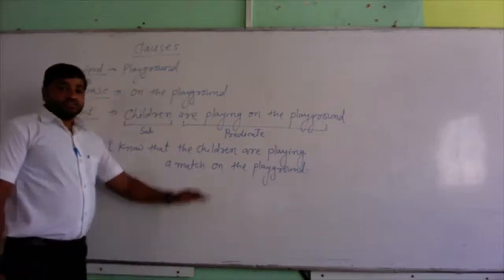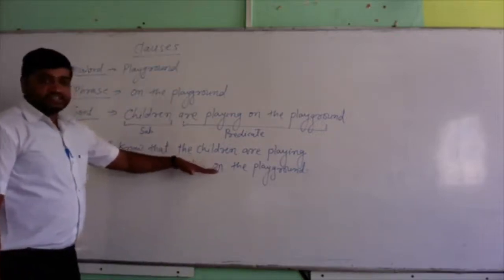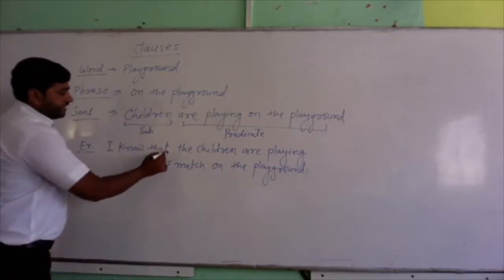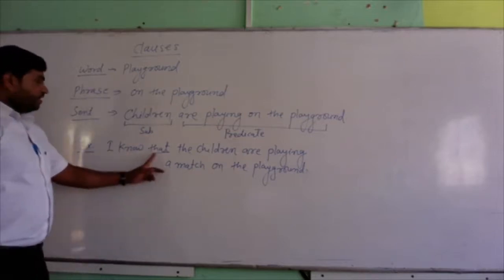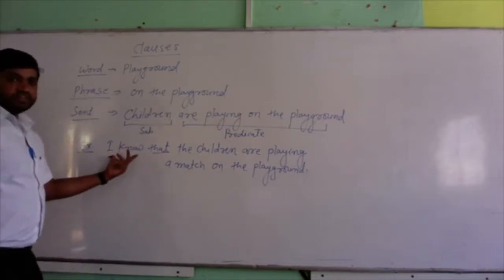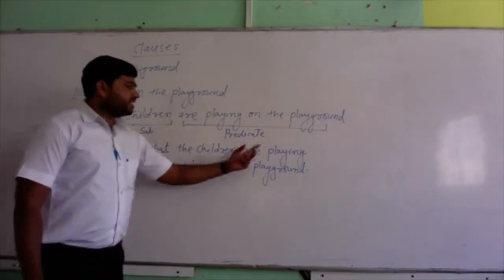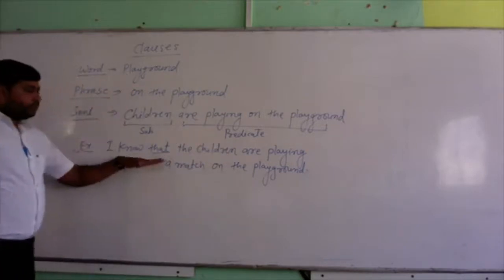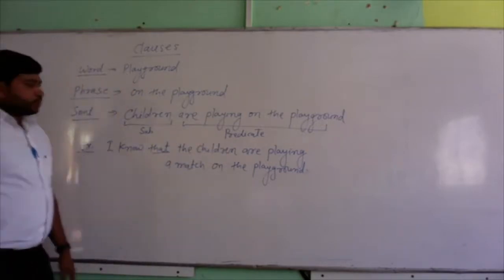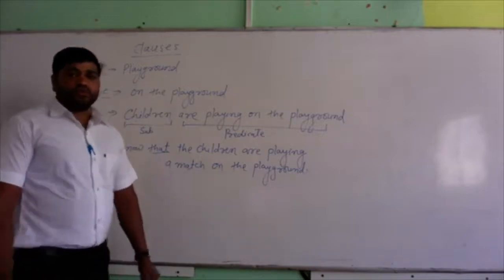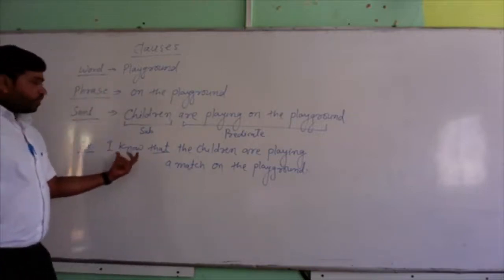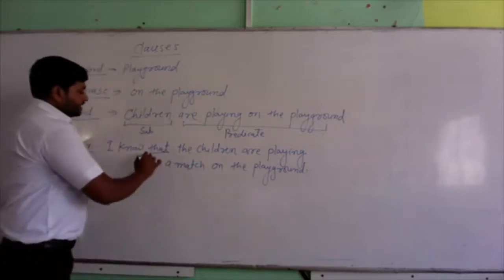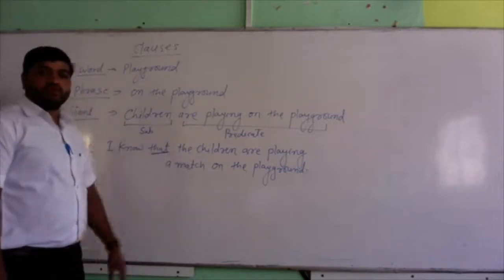Okay. This sentence is a complex sentence. Why? Because here we use that as a connector, and here "I know" is one sentence, and then "that the children are playing a match on the playground" is another sentence. So it's a complex sentence. In a complex sentence there are two clauses: one is "I know" and the other is "that the children are playing a match on the playground." Because one connector is used here, we make it a complex sentence.